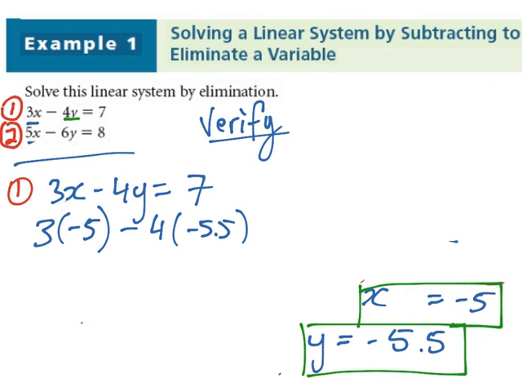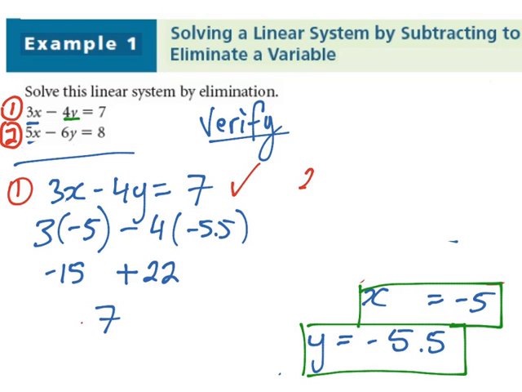If we do get 7 in your calculator, then at least for this first equation, the solutions work. So we'll have 3 times -5 is -15, plus 22, and that does equal 7. So it is verified for the first equation.